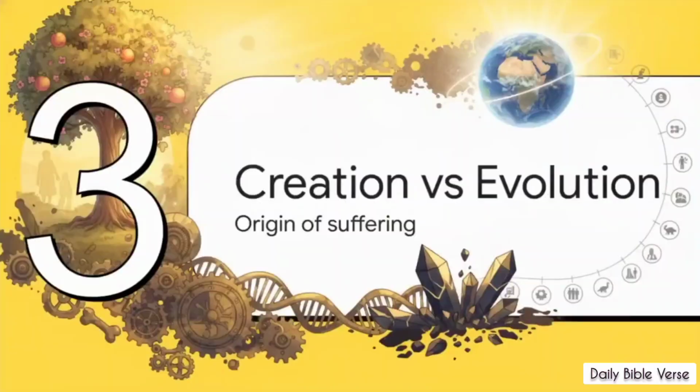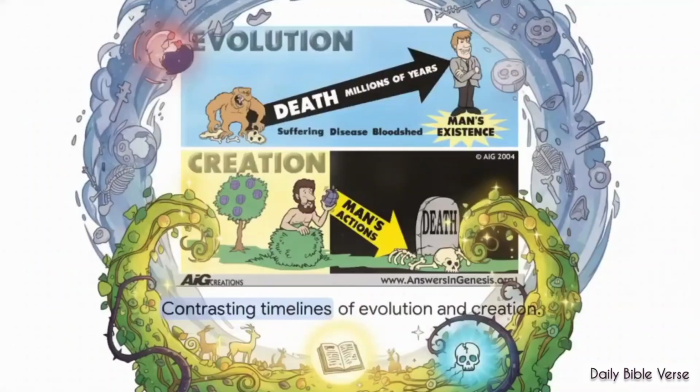Moving right along to Section 3, Creation versus Evolution, the origin of death and suffering. So, the seminar argues that the book of Genesis is absolutely foundational to understanding the very concept of death. If we look at the evolution timeline, it shows millions of years of death, suffering, and disease happening long before mankind ever existed. But the creation timeline completely flips this. It shows mankind being created in a perfect environment and death only entering the world as a direct result of man's actions. The source material strongly emphasizes that these two models present fundamentally incompatible views on where suffering actually comes from.